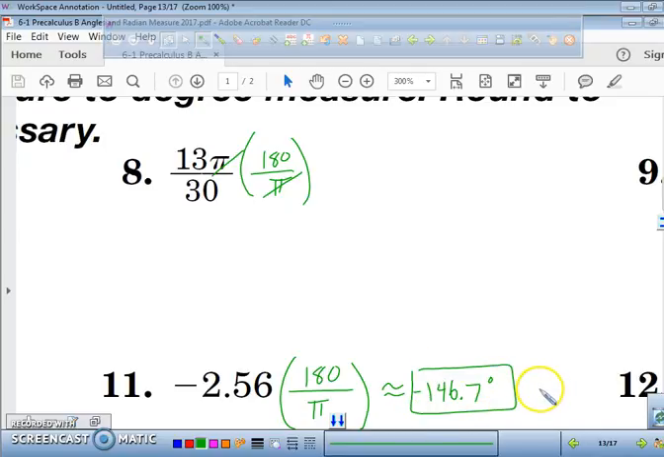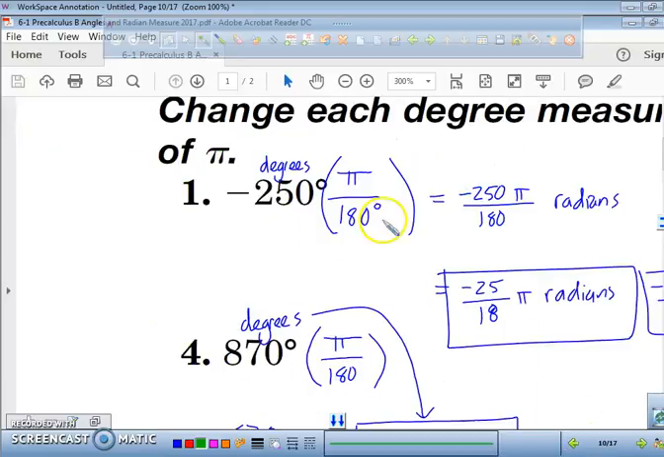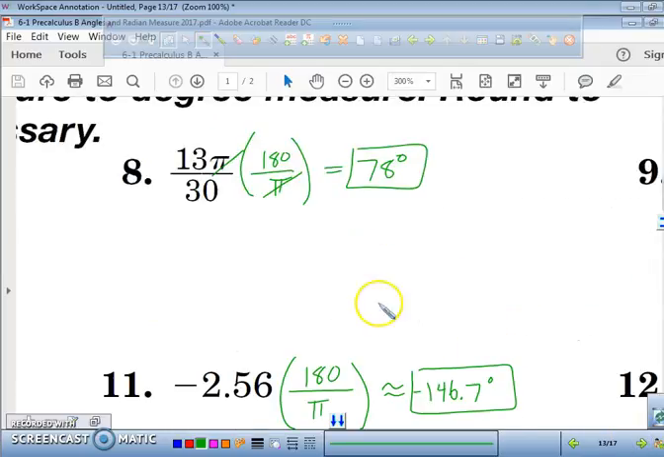So if you get a decimal, I want you to round it to the nearest 10. If you don't get a decimal, like this one just turned out to be what? 78 degrees. So we're going from radians to degrees. So either you're multiplying it by what? By 180 over pi or by pi over 180. If you're going from degrees to radians, multiply it by pi over 180. If you're going from radians to degrees, multiply it by 180 over pi. That's the basics.